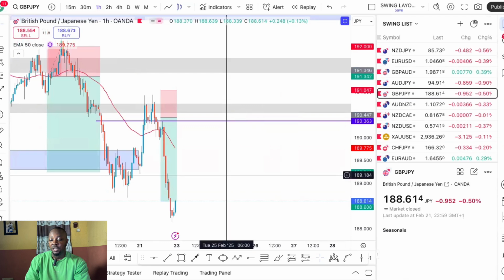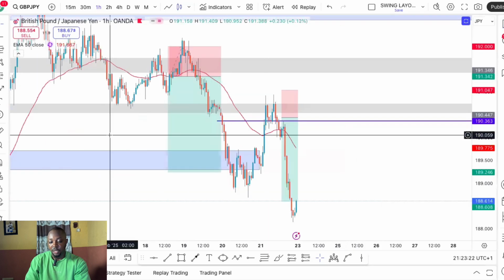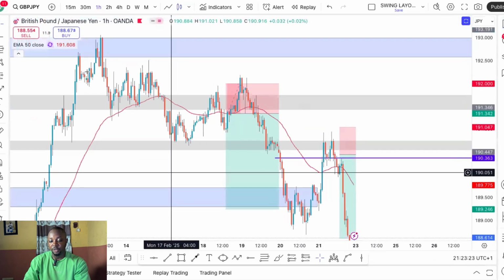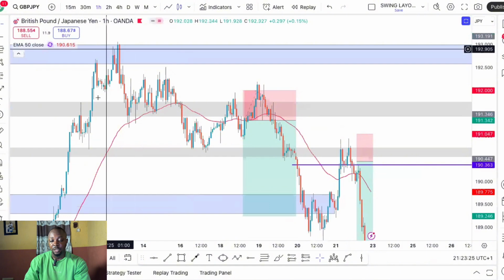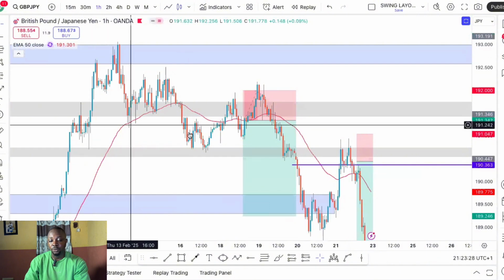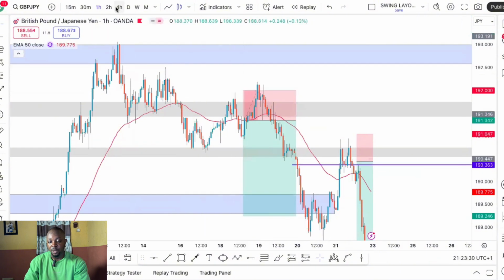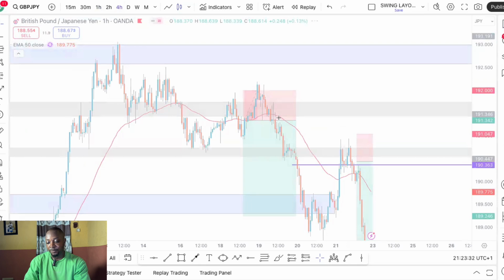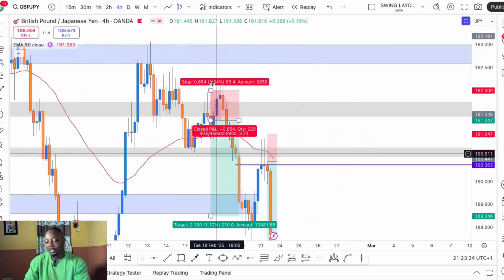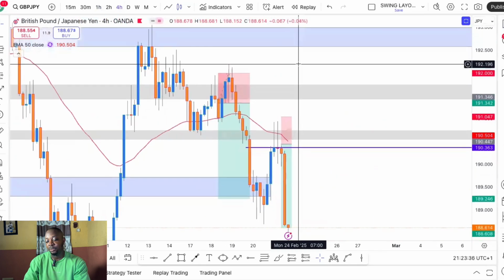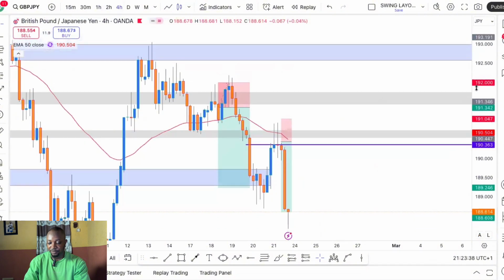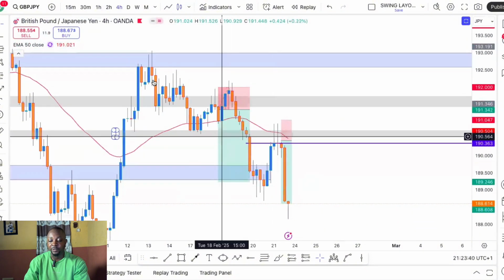The market was bearish: high, low, lower low, lower high, lower low, lower high. On the 4 hour time frame, you can see this. This is why I never delete my markups, so I can always come back and reference them.